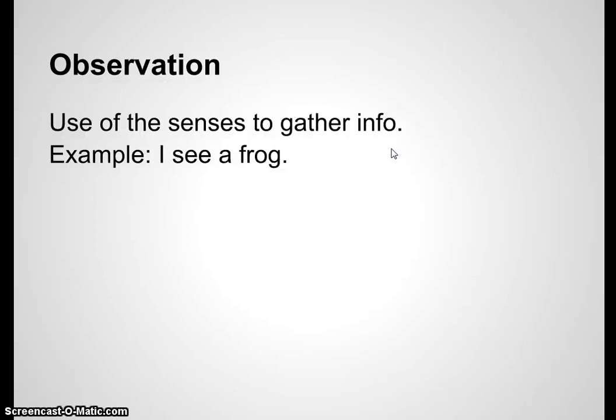We talk about the terms observation and inference together. Observation is anything that you're going to use your 5 senses to gather. So something that you see, taste, touch, hear, or smell. Observations can be used to gather data. We'll talk later about the difference between a quantitative observation and a qualitative observation.